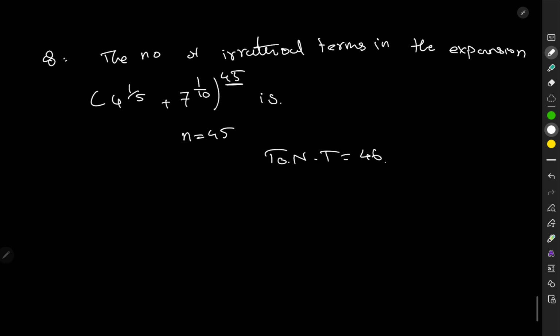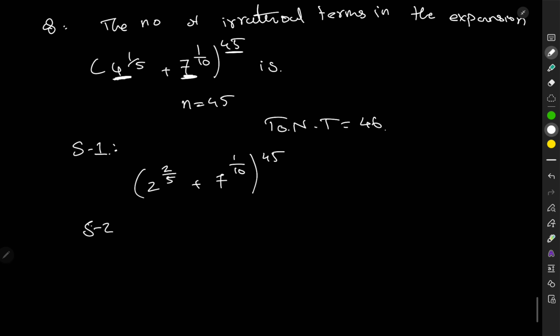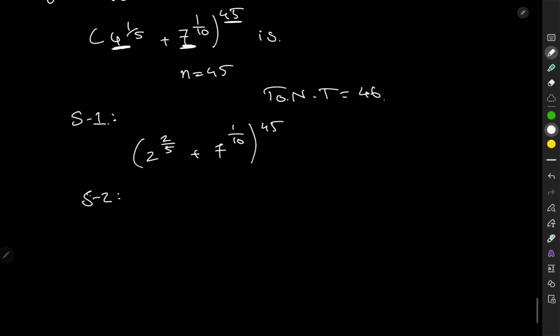So step 1 is you need to make the base a prime factor. So you should write something like this. 7 is already a prime number, so we need not take care of it. So 1 by 10 to the power 45. Fine, this is step 1. And what is step 2? Write the general term of this. Fine. So expansion of this.